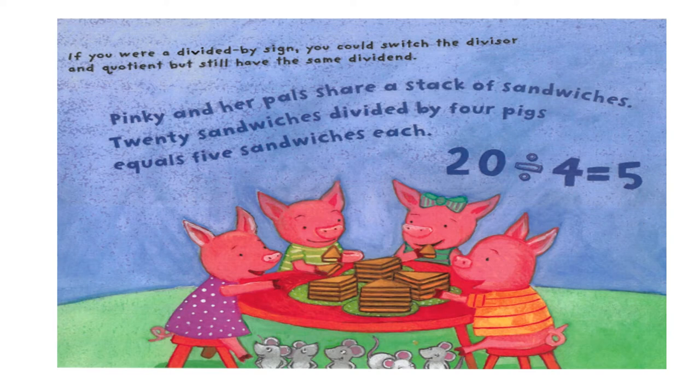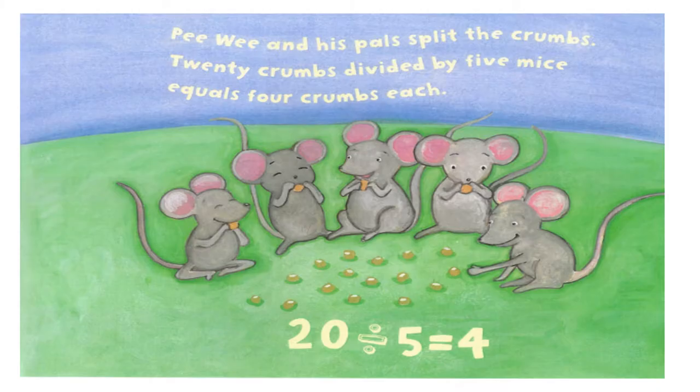If you were a divided by sign, you could switch the divisor and the quotient, but still have the same dividend. Pinky and her pals share a stack of sandwiches. 20 sandwiches divided by 4 pigs equals 5 sandwiches each. 20 divided by 4 equals 5. Pee-wee and his pals split the crumbs. 20 crumbs divided by 5 mice equals 4 crumbs each. 20 divided by 5 equals 4.